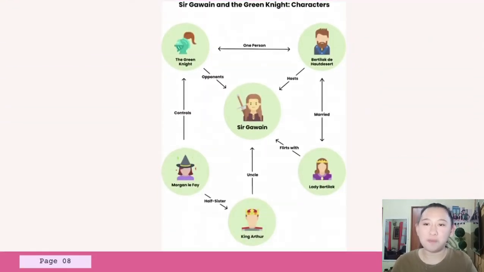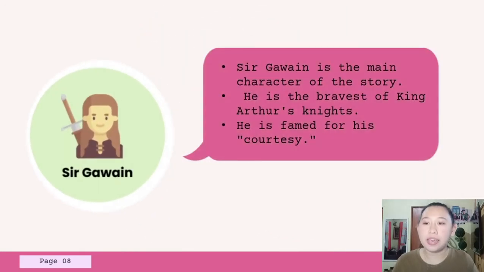So now, let's move on to the characters. So we have here the characters of Sir Gawain and the Green Knight. Our first character is Gawain. He is the main character of the story. He is Arthur's nephew and one of his most loyal knights.